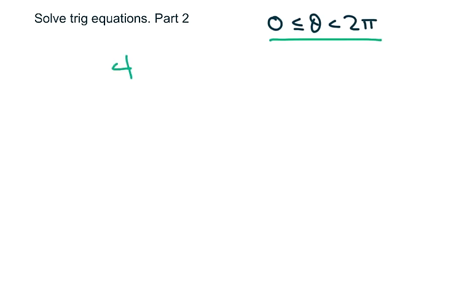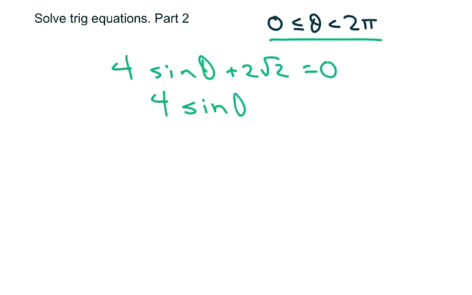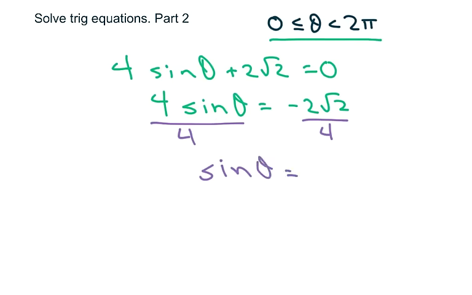And the first one we have is 4 sine of theta plus 2 square root of 2 equals 0. I'm going to subtract the 2 square root of 2, so you get negative 2 square root of 2. Divide both sides by 4, and you get sine of theta equals negative square root of 2 over 2.